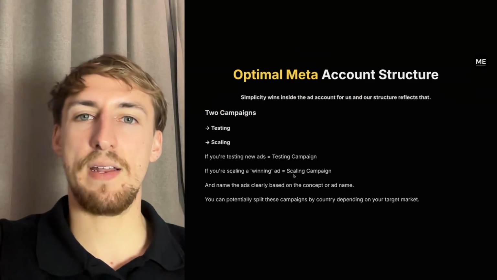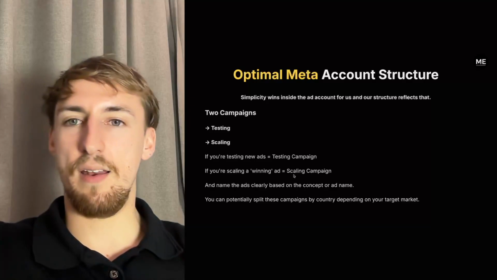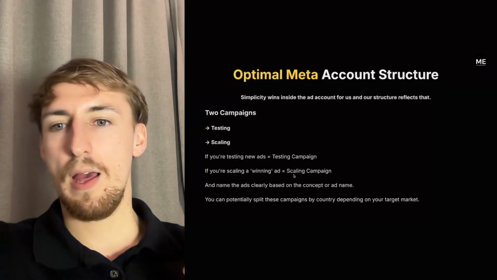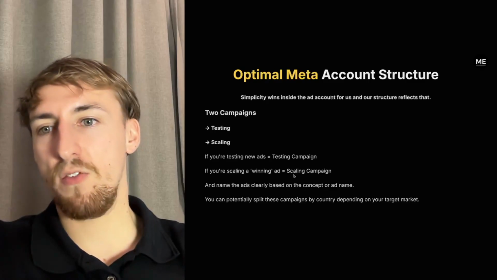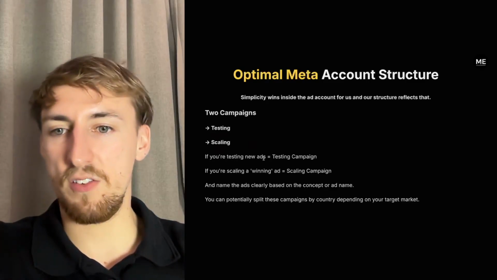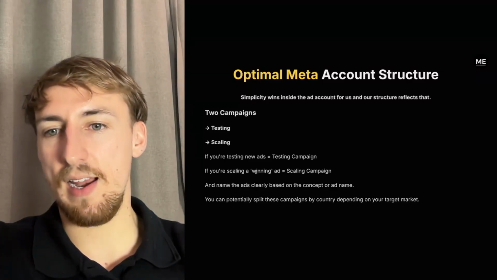So the optimal Meta account structure, we like to have 2 campaigns, testing and scaling. Now there's many ways you can do this. Some people do it in 1 campaign, 1 CBO. At the minute, this is still the most effective way for us. So we have a testing campaign, which is where we're going to be testing new ads. We have a scaling campaign, which is where we're going to be putting winning ads and scaling winning ads.